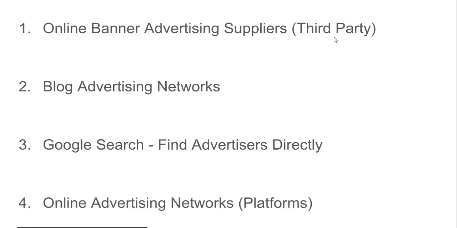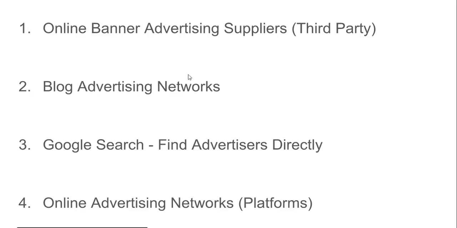These are third party people who basically work for commissions. You just have to contact them, and they are constantly searching for good advertisers in virtually all niches. Whenever they find a good advertising opportunity that fits your website, they will contact you, or you may also contact them regularly.